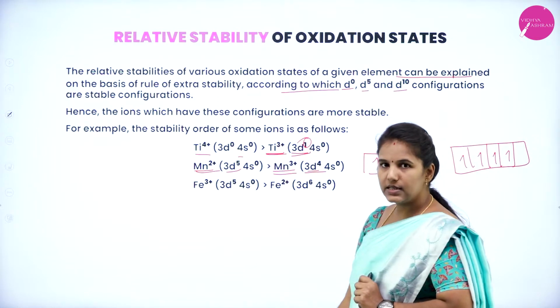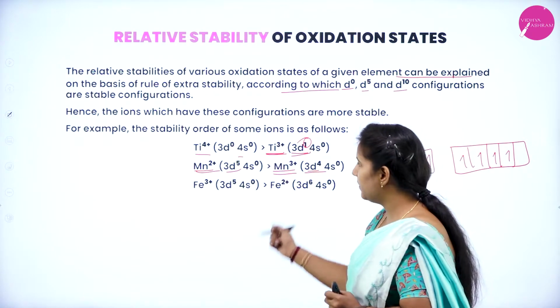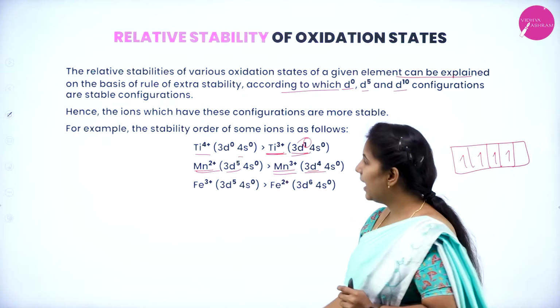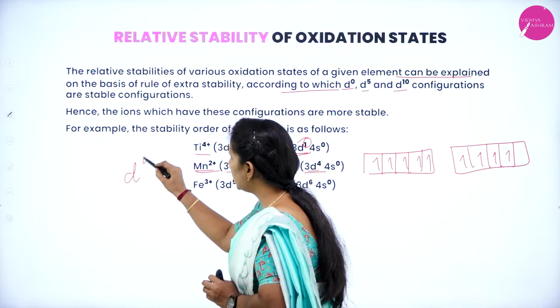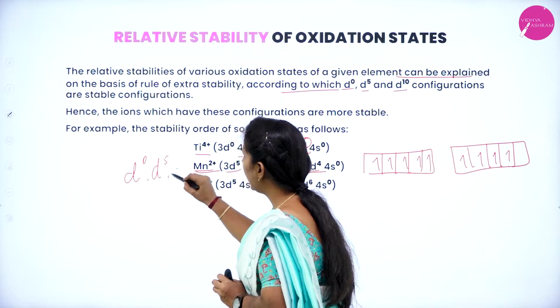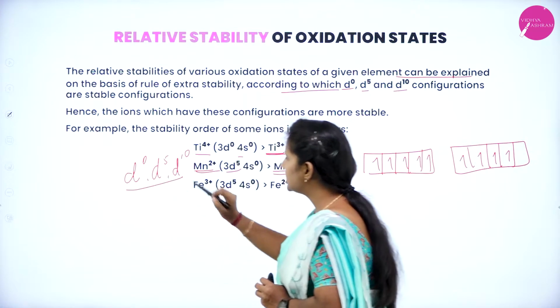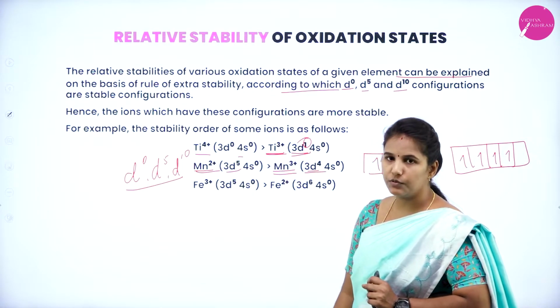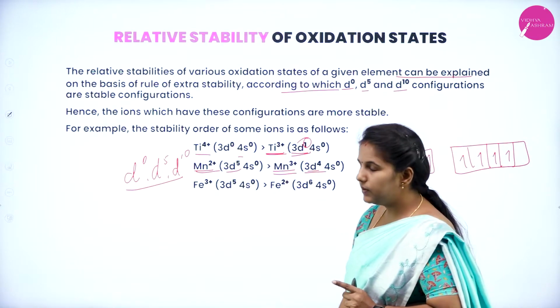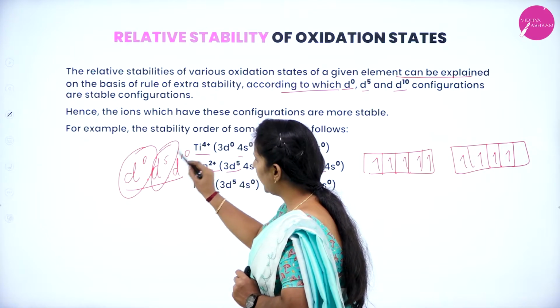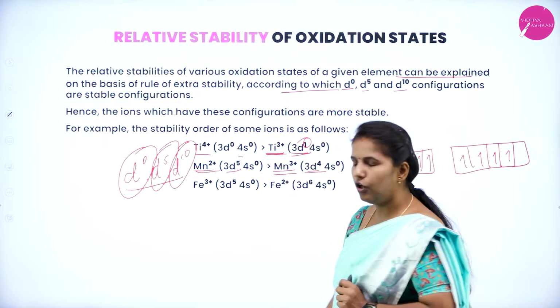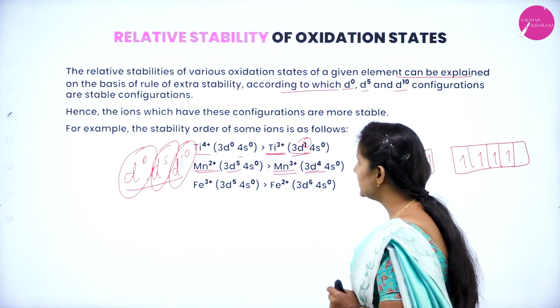So this indicates that if an element exhibits a +2 oxidation state as well as a +4 oxidation state, always remember d0, d5 and d10. These are the stable electronic configurations of the given element. If an element has 0 electrons in the d orbital, or 5 electrons, or 10 electrons, all these are considered stable.